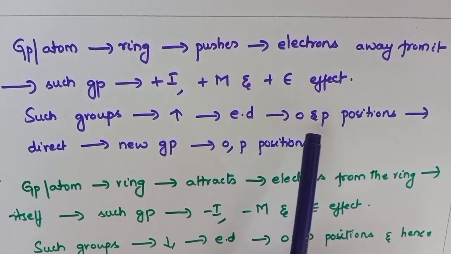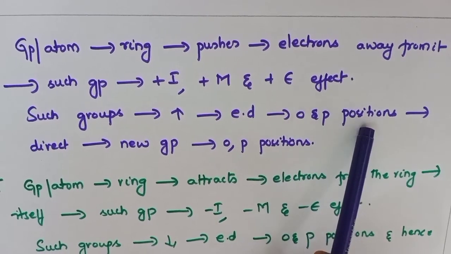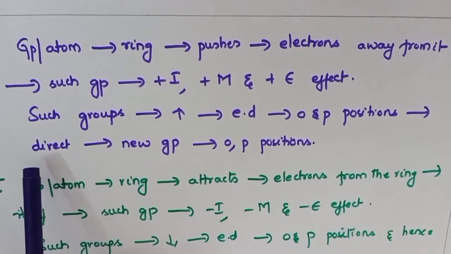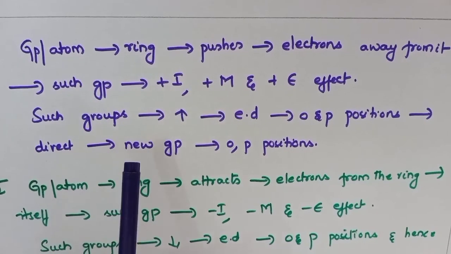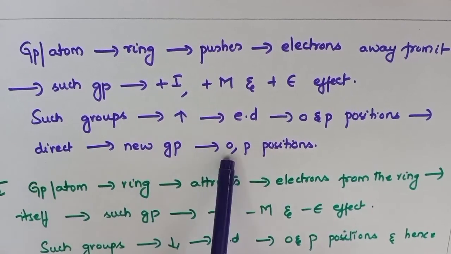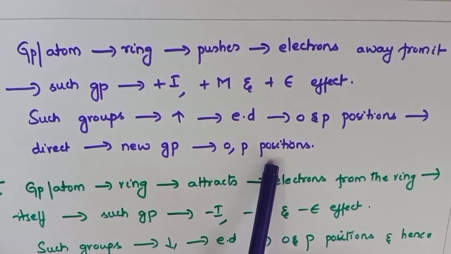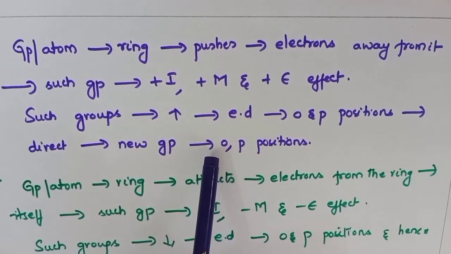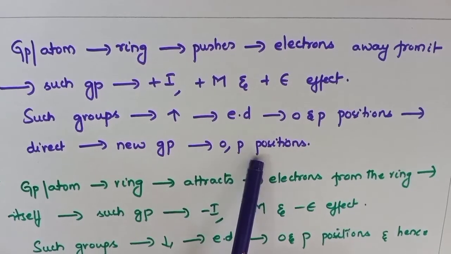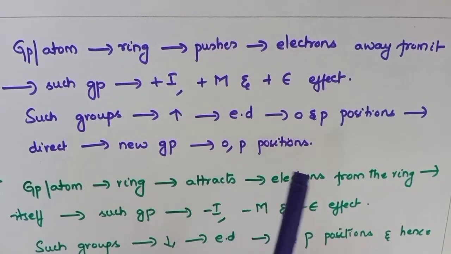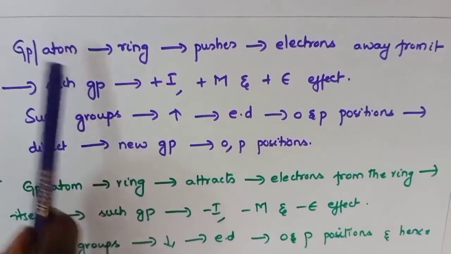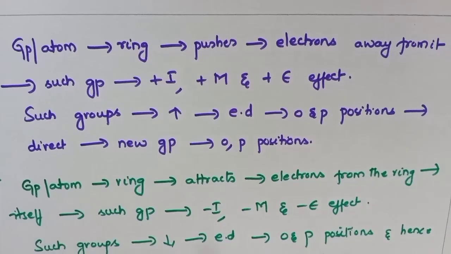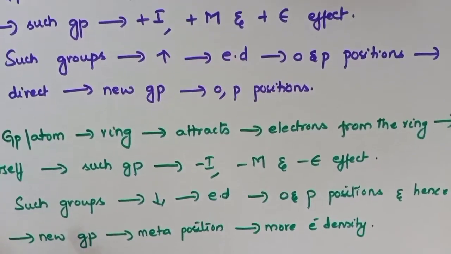density, especially in ortho and para positions, and hence they will be able to direct the new incoming group or atom to ortho and para positions. Okay, so that is about the new group going to ortho para positions. How the electron density is being increased at ortho and para positions, all this will come in this point. Okay. Next, case 2, students.